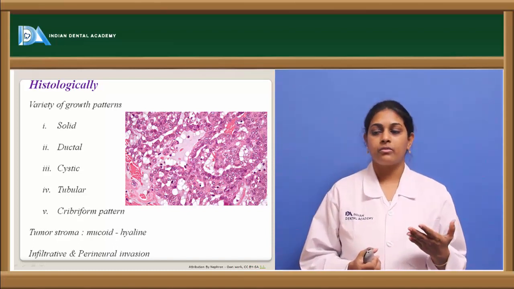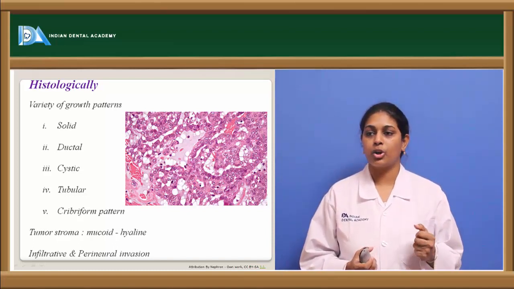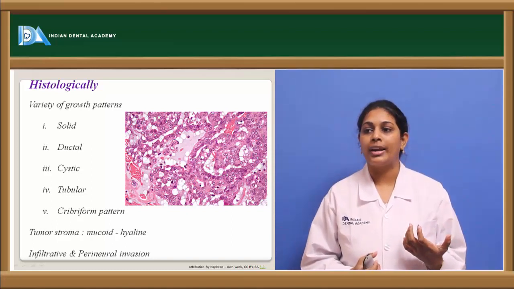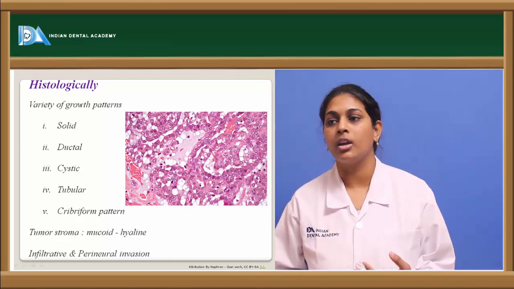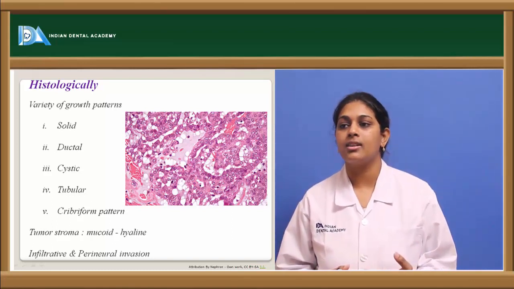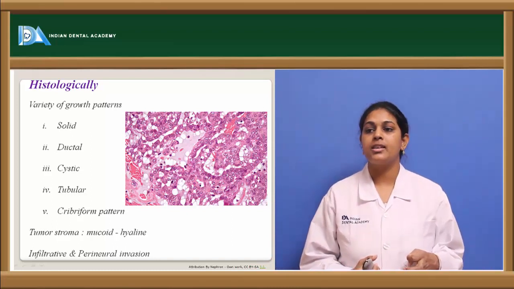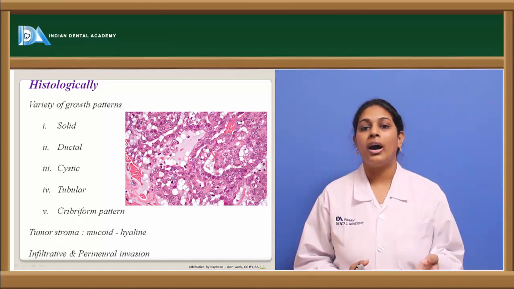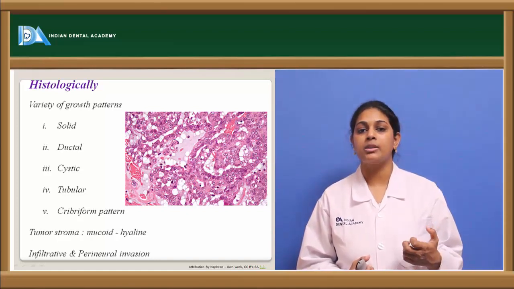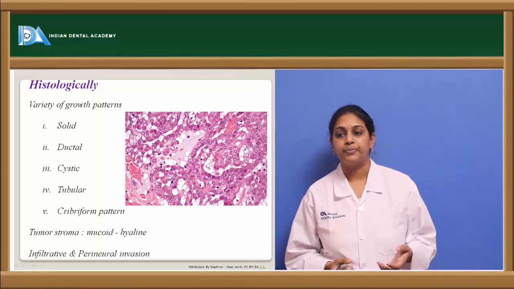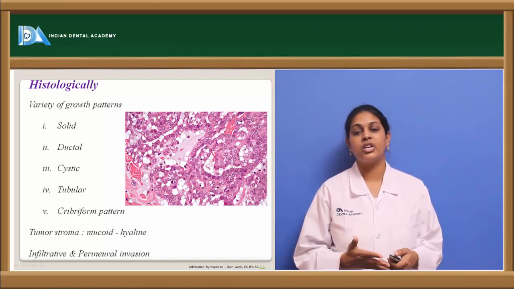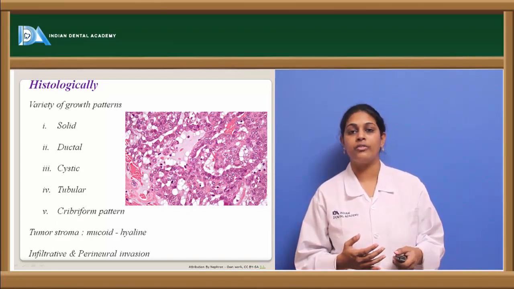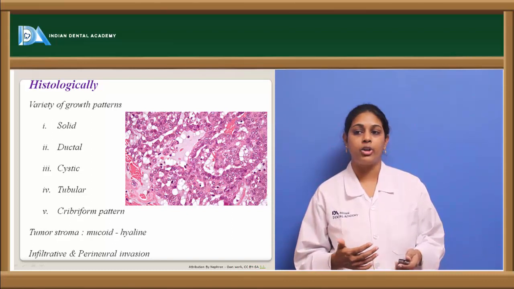So here is a histopathological picture stained with hematoxylin and eosin stain showing numerous microcystic spaces along with a varied population of cells, showing the mucous cells as well as the serous acinar cells, and there are even certain hemorrhagic spaces present. And the tumor stroma usually stains positive for hyaline because it is made up maximally of mucoid material. And the most characteristic feature is that it is also infiltrative and shows perineural invasion, like that of adenoid cystic carcinoma.